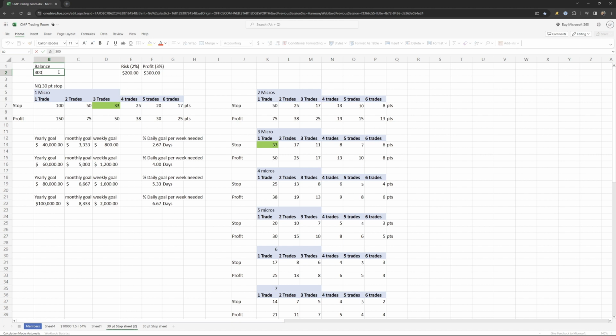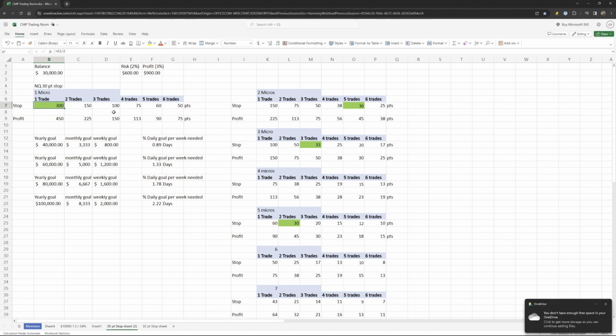If I put the account size to 30,000, you can see it then changes. So with 30,000, my 2% risk will be 600. If I just took 1 trade with 1 micro, I could lose essentially 300 points on a trade, or it could go 300 points against me, and that would be my whole day done. With 2 trades, it's showing 300 there as a 3-0 purely because it's calculating the zeros on there as well instead of just the 30.